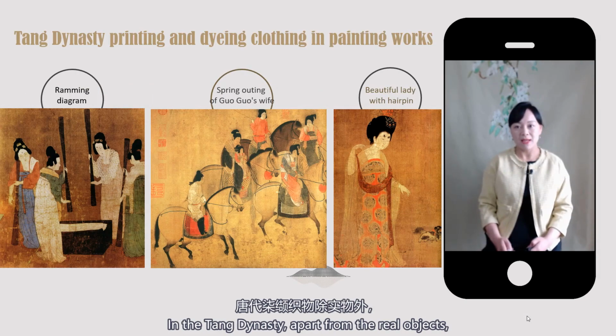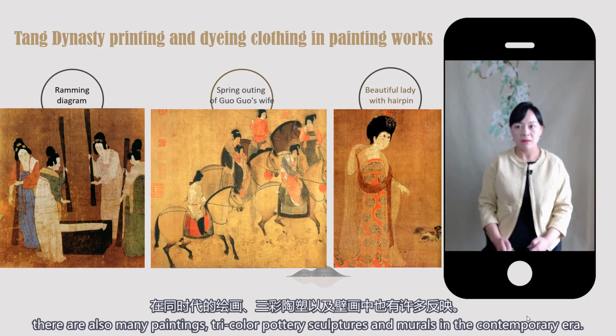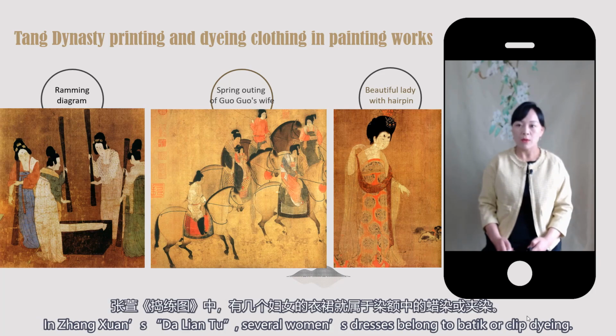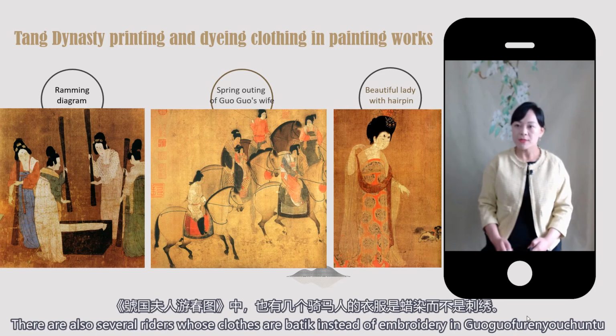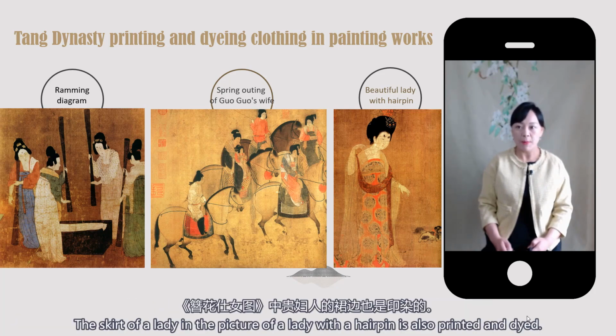In the Tang Dynasty, apart from the real objects, there are also many paintings, tricolor pottery sculptures, and murals from the contemporary era. In Zhang Xuan's 捣练图, several women's dresses belong to batik or clip dyeing. There are also several riders whose clothes are batik instead of embroidery in 国国夫人游春图. The skirt of a lady in the picture of a lady with a hairpin is also printed and dyed.